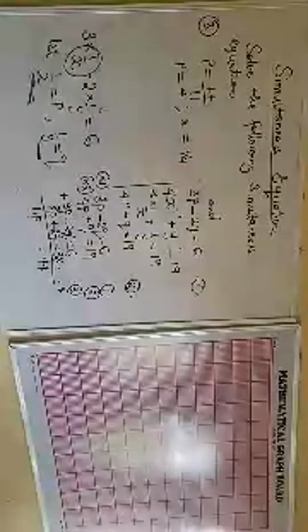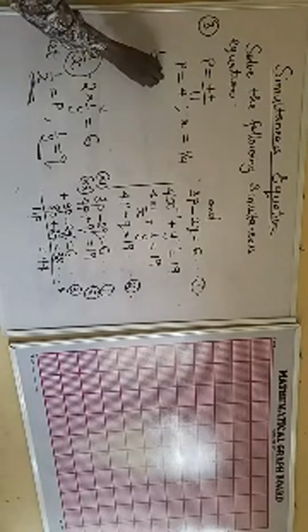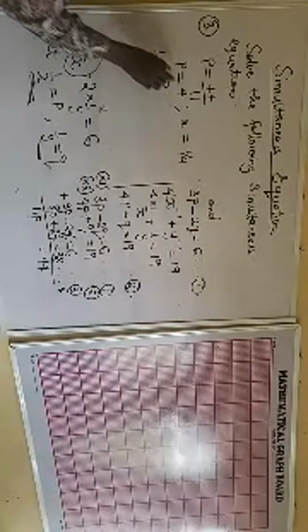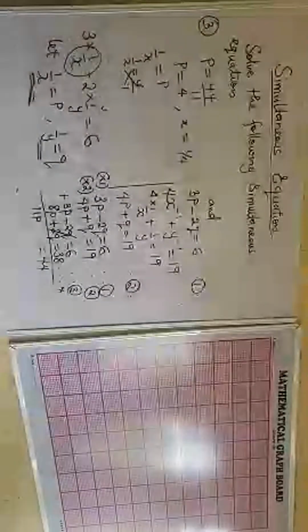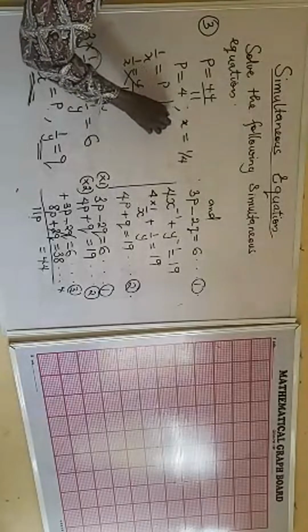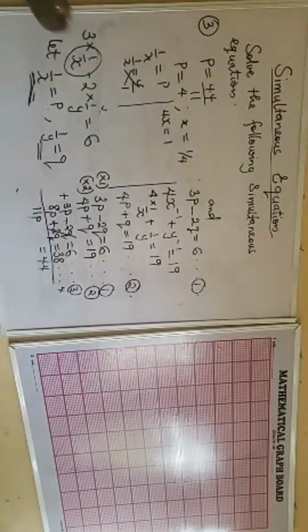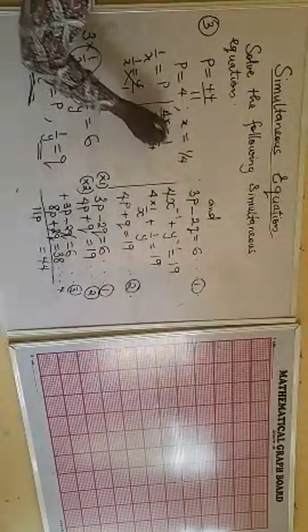If P is 4, what is our X? X is 1 over 4. You will ask me, how do I get 1 over 4? I will show you now. If 1 over X is equal to P, and P is equal to 4, what do you do? You cross multiply. So 4 times X is 4X, which is equal to 1. Divide both sides by the coefficient of X, which is 4.